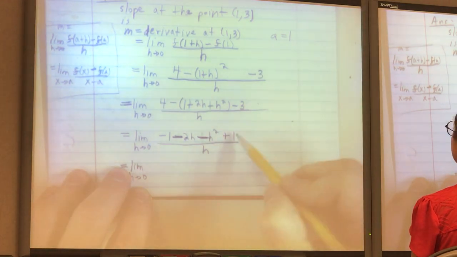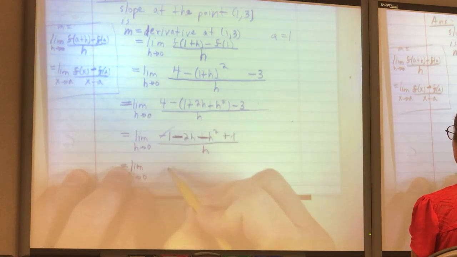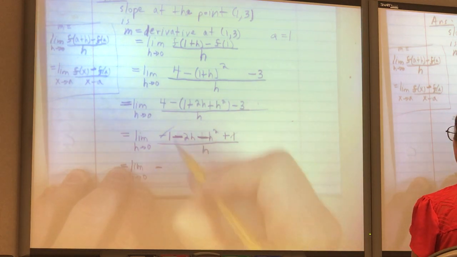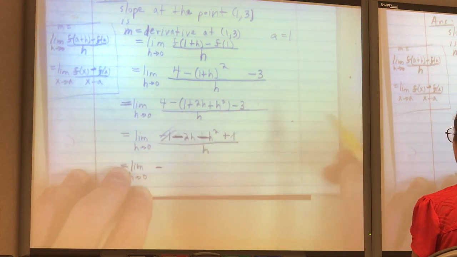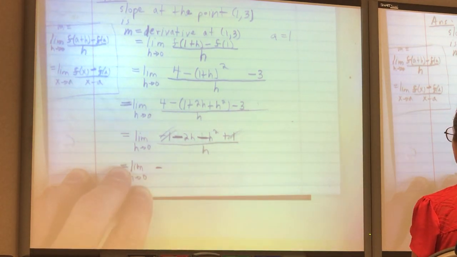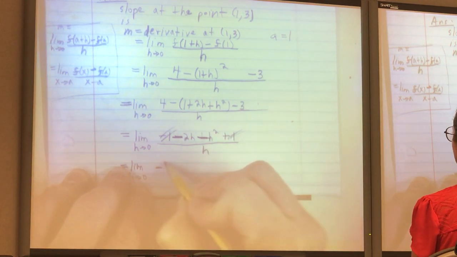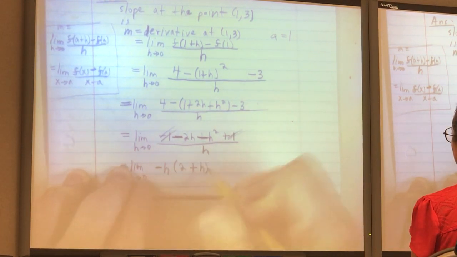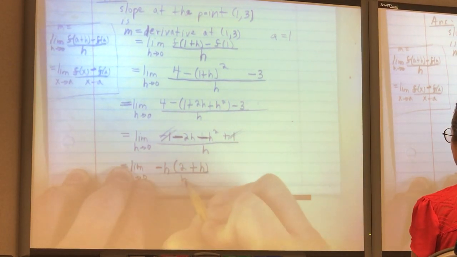And these guys go away, and that's good because now we can factor. Let's factor a minus h. This went away, the minus 1, and the 1 went away. So on the top we have minus 2h and minus h squared, and then I have an h in the denominator. So let's factor a minus h. I end up with a 2 plus h divided by h.